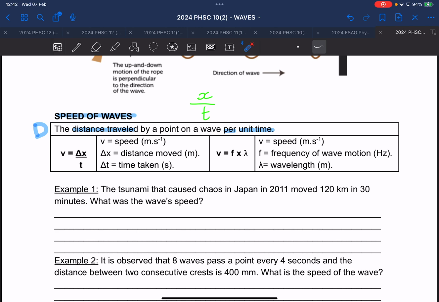Quickly look again at your data sheet, please. There at sound, waves, sound, and light, I think. Yes? Do you see that formula there? Is that formula present there? No, you lie.